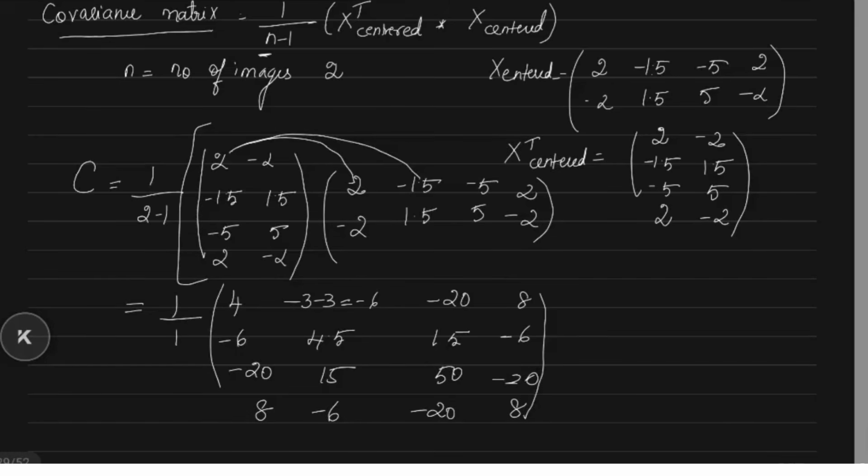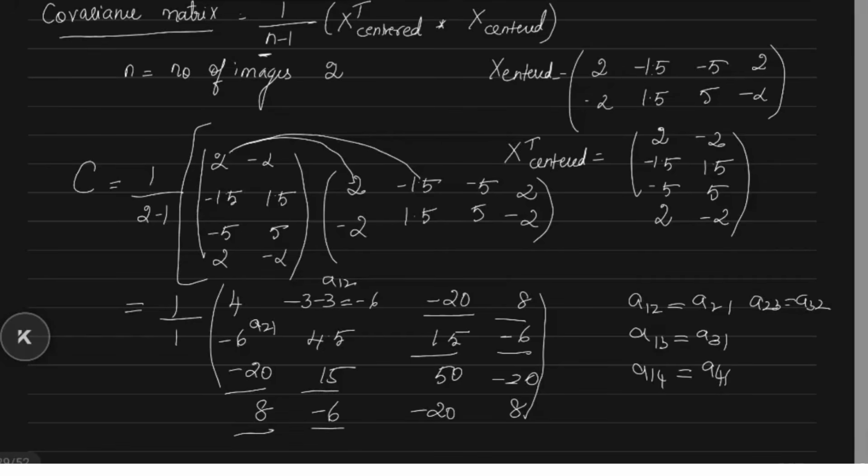What you can observe here, leaving the diagonal, is that when you name the elements with numbers, this will be A12. A12 is minus 6 and A21 is also minus 6. Likewise A13 and A31, and A14 and A41. So A12 equals A21, A13 equals A31, and A14 equals A41. Likewise, A23 equals A32. Likewise, these two elements are the same and these two elements are the same. What does this similarity tell you? This is a symmetric matrix. So this is all about the covariance matrix.